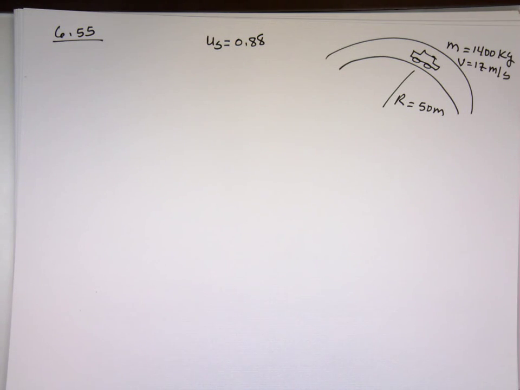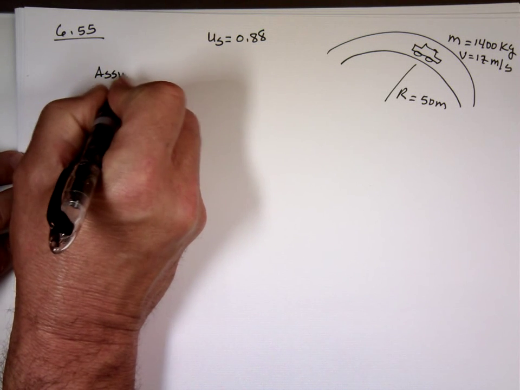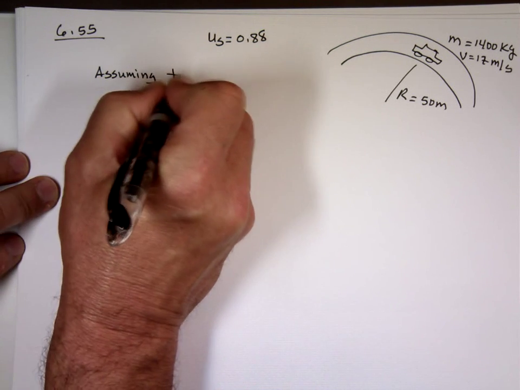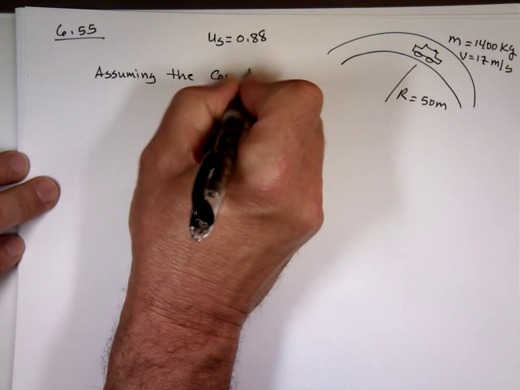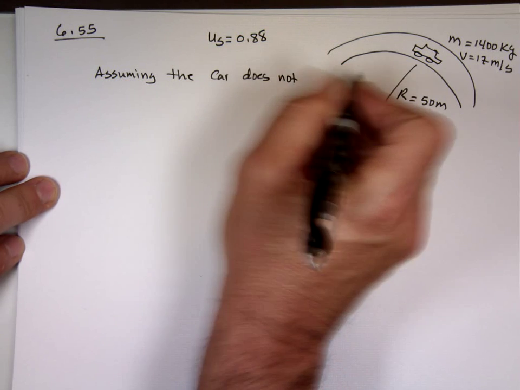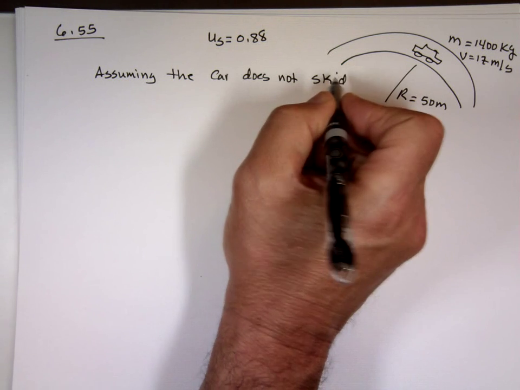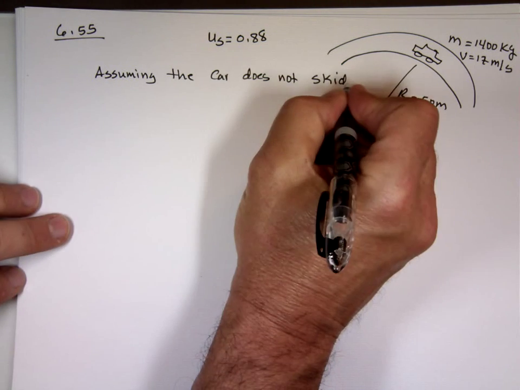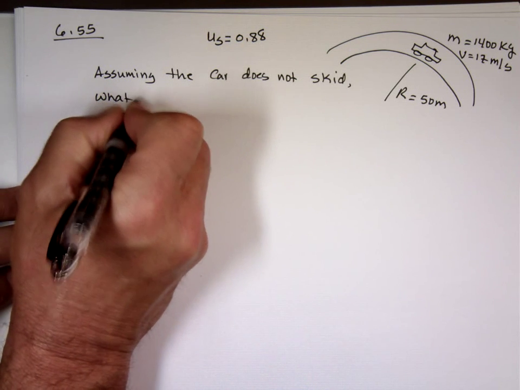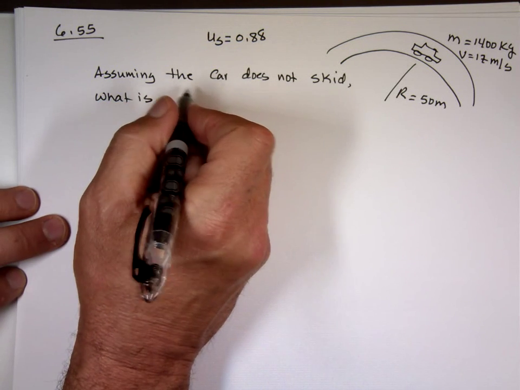The question says, assuming that the car does not skid, what is the force exerted by the static friction? Assuming the car does not skid. That's really key here. What is F of S, the static friction force?